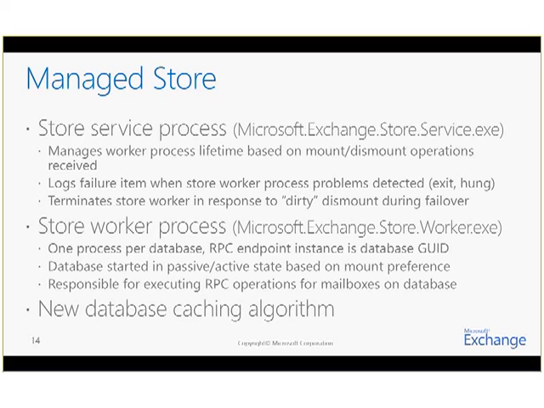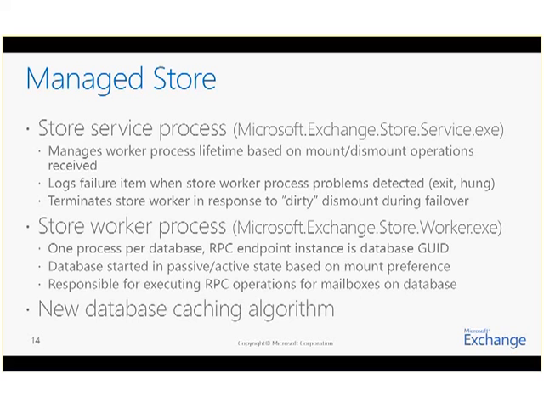Now, in this multi-process model, there's a single controller process, in this case the Microsoft.exchange.store.service.exe, and then one worker process, the store.worker.exe, for each mounted database. And when a database is mounted, a new worker process is instantiated that services only that database. When a database is dismounted, the worker process for that database is terminated. For example, if you have 40 databases mounted on the server, there will be 41 processes running for the managed store, one for each database and one for the store service process controller.